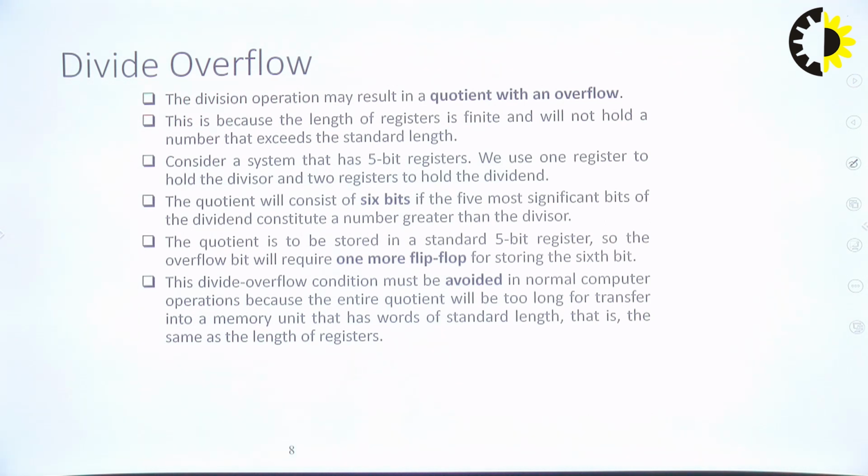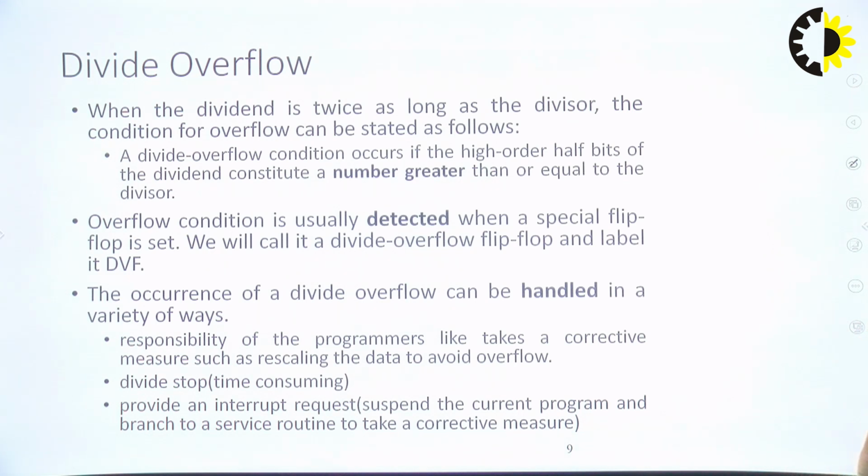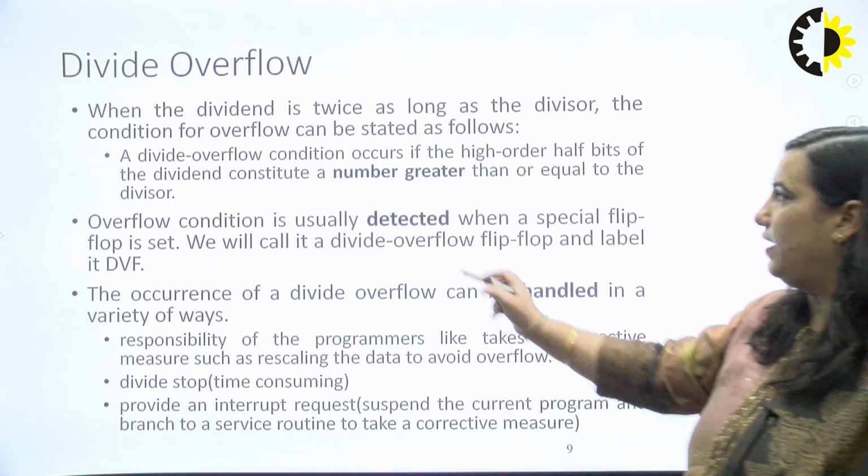and if the 5 most significant bits of the dividend constitute a number greater than the divisor, then the quotient is to be stored in a standard 5-bit register. So the overflow bit will require one more flip-flop for storing the 6th bit. This divide overflow condition must be avoided in normal computer operations because the entire quotient will be too long for transfer into a memory unit, that is, words of standard length, the same as the length of a register.